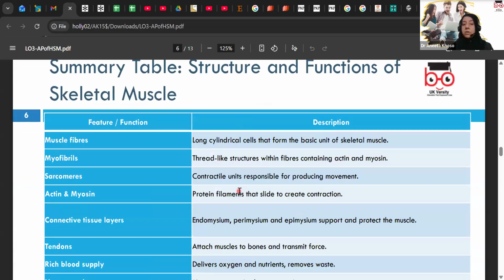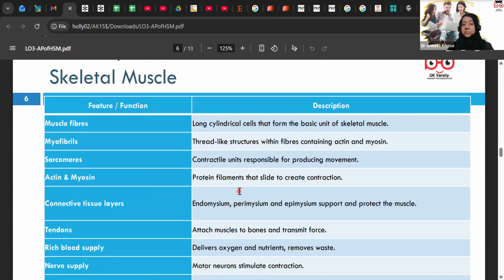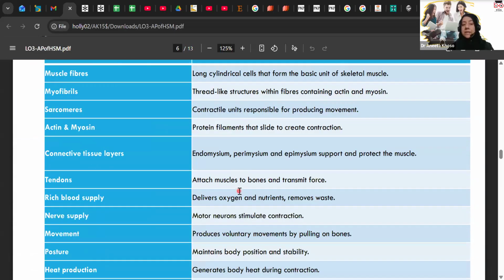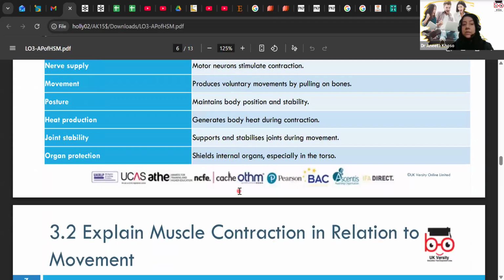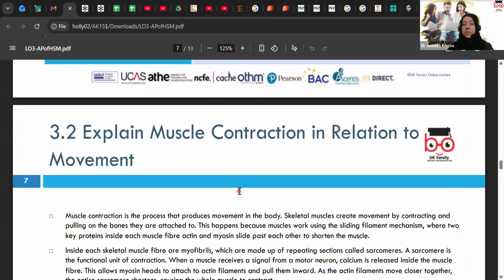This is a summary of how the muscle fibers, myofibrils, sarcomeres, actin, myosin, connective tissue layers, and tendons all fit together, with the explanations that have been given to you earlier.